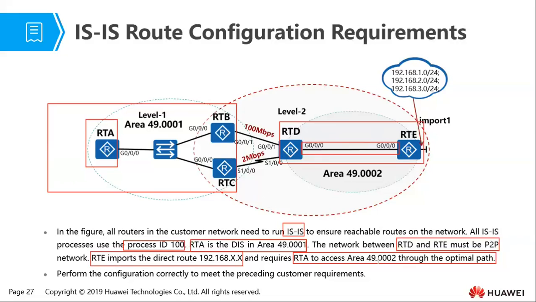Then RTA to access area 2 through the optimal path. You see, RTA has 2 options. It can access area 2 using this level 1-2 router RTB or using RTC. So which way do you think is more efficient between the two? Accessing through RTB or RTC?